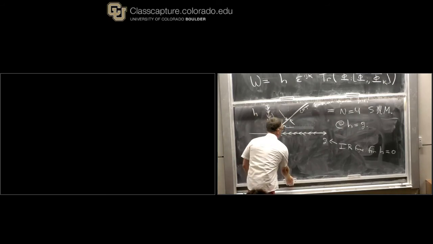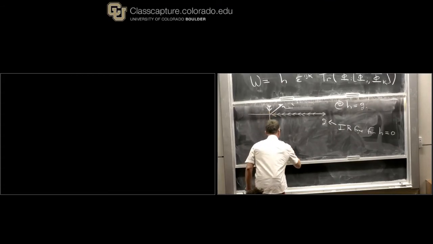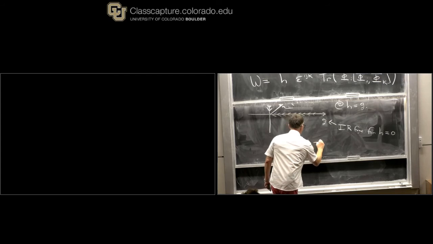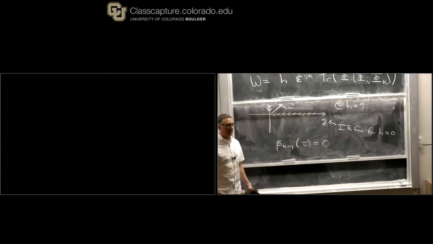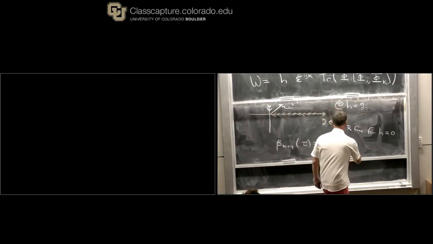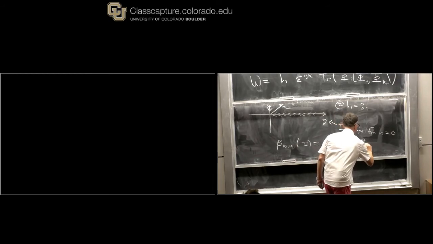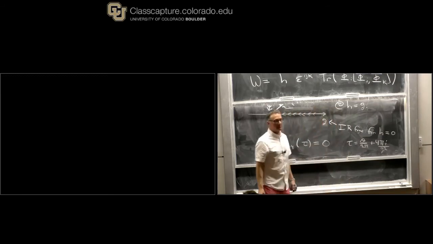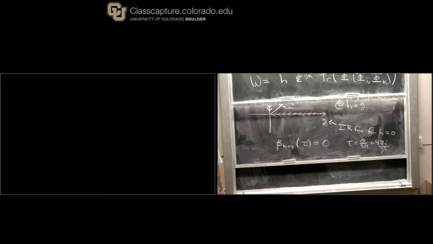And the N equals 4 theories, by the way, have beta function along this fixed line equal to 0. We could write it in terms of tau, which you heard about from Clay's lecture. So tau is theta over 2 pi plus 4 pi i over g squared. So it's a complex modulus. So these theories are conformally invariant for all values of this complex modulus that includes both the gauge coupling and the theta angle. And then there's interesting dualities on this, like SL(2,Z) type dualities, electric-magnetic dualities, which I'll mention more about in the next lecture.